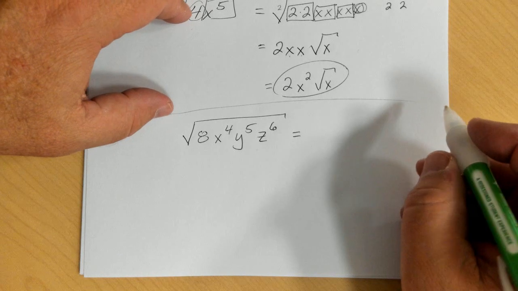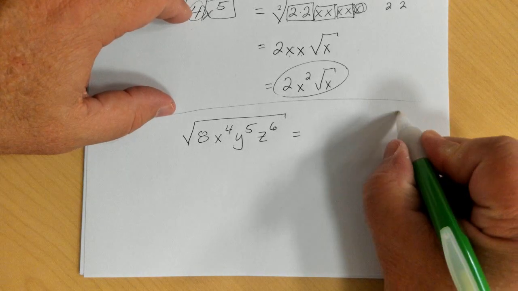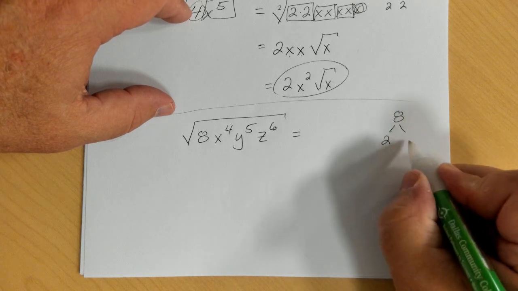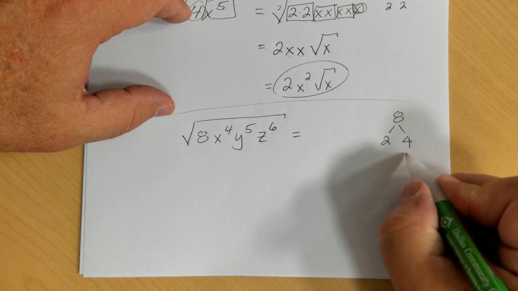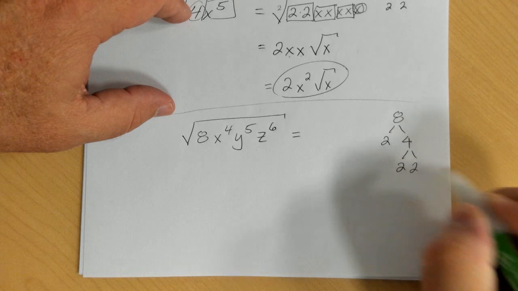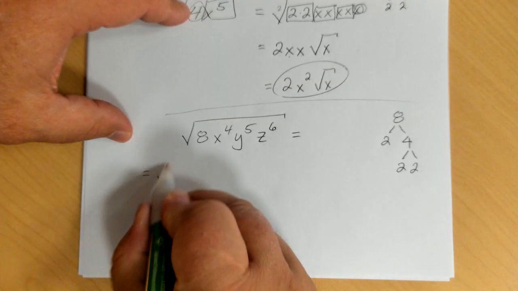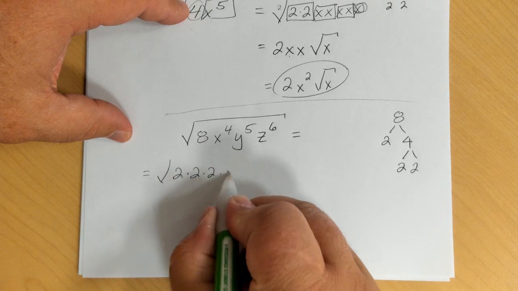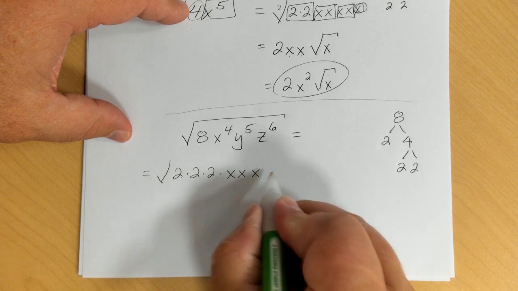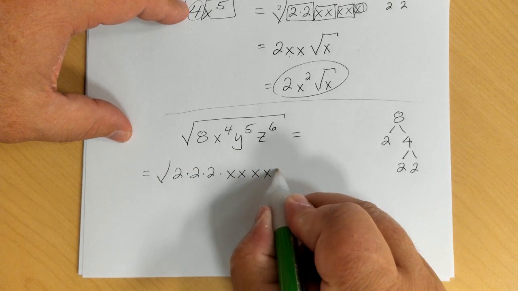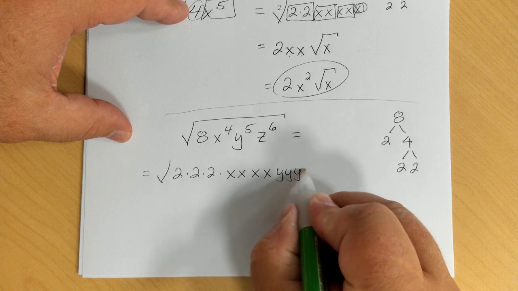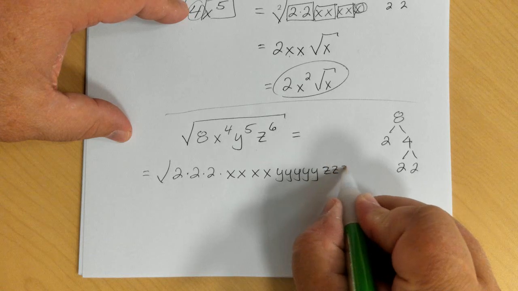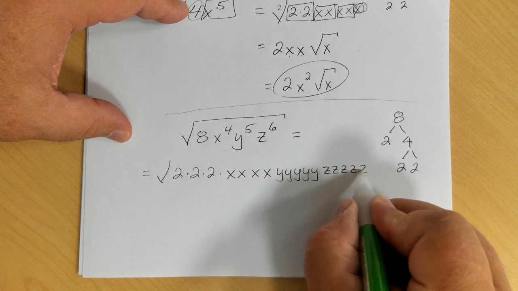What's the first thing you have to do? Break down the number. 8, we know 2 times what is 8? 4 is 2 times 2. So it's 2 times 2 times 2. And there's 4 x's, y's, 6 z's.